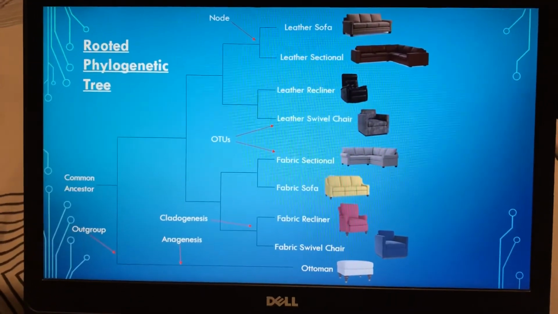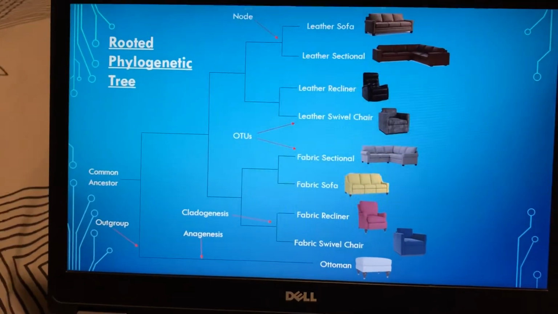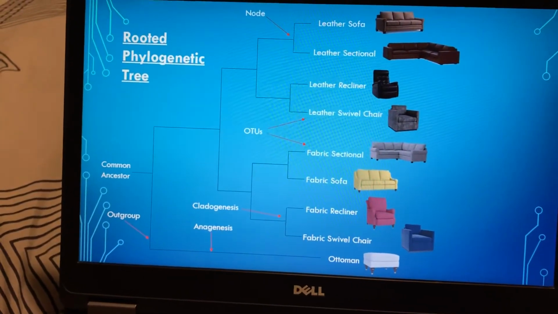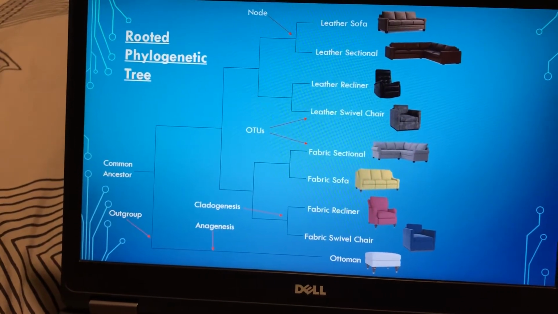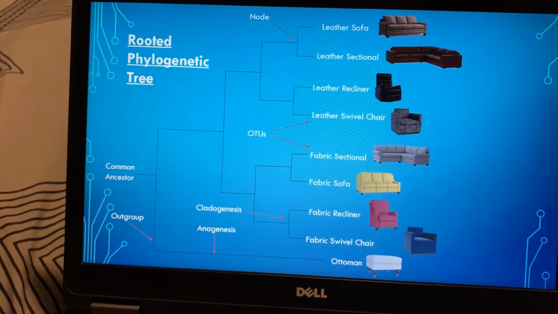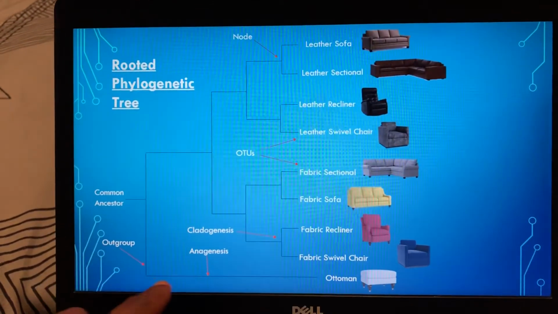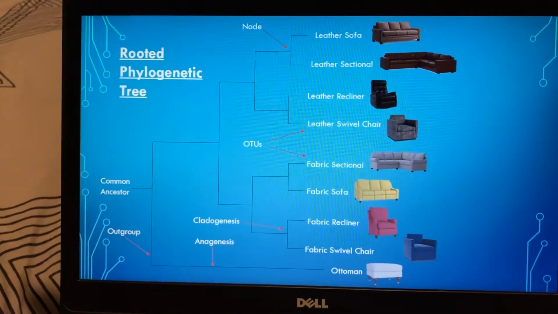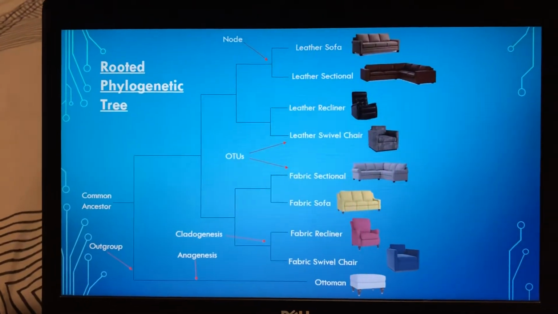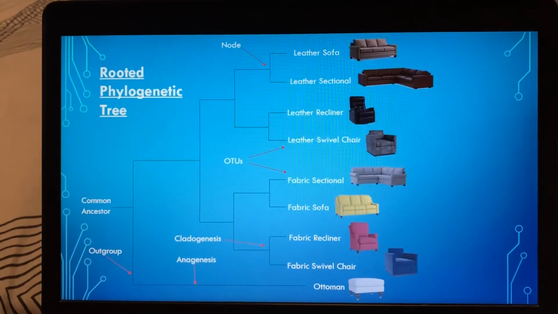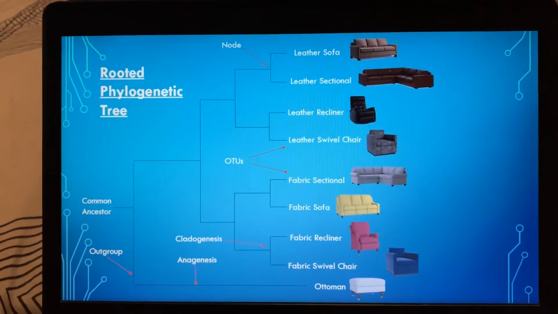Rooted trees have a common ancestor, which you can see here. They have the distance between the OTUs known, and then their order of divergence is assumed by comparing them to an OTU that's considered an outgroup, which would be this bottom down here. And then the OTUs are the operational taxonomic units. They are represented graphically on phylogenetic trees in order to show the degree of similarity between each of them.